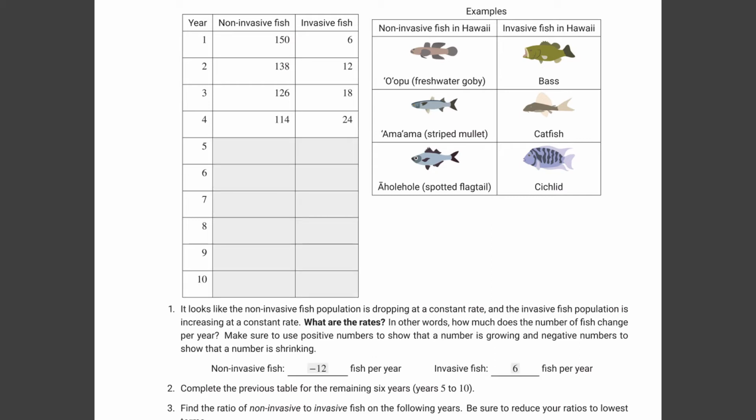Okie dokie, welcome back. As we can see, the non-invasive fish population decreases by 12 fish per year, or in other words, it changes by negative 12 fish per year. The invasive fish population, on the other hand, increases by 6 per year, so its rate is a positive 6 fish per year. With these rates, we can just decrease the second column by 12 and increase the third column by 6 as we go down the table. And this is the result.